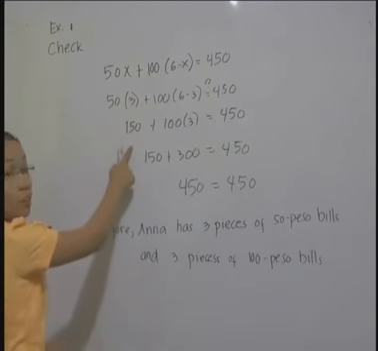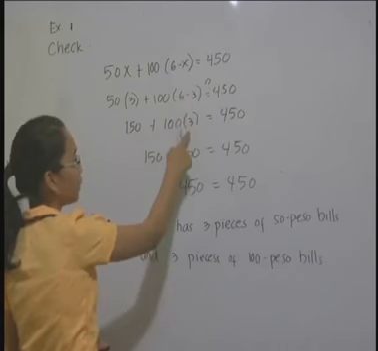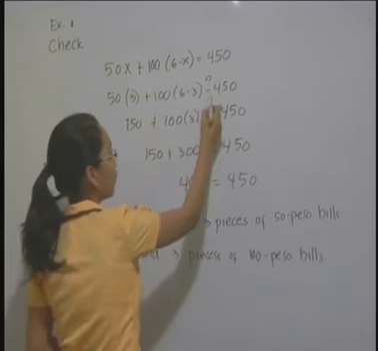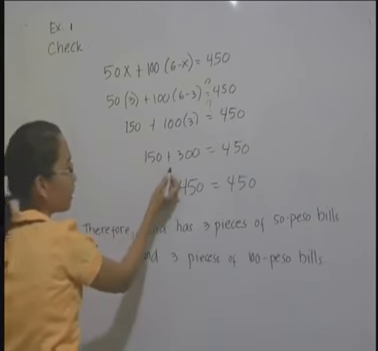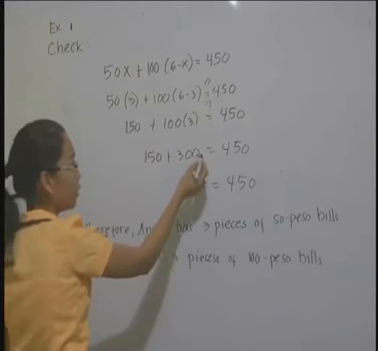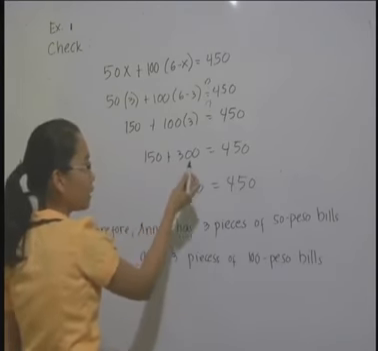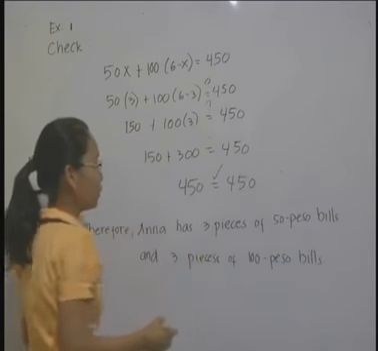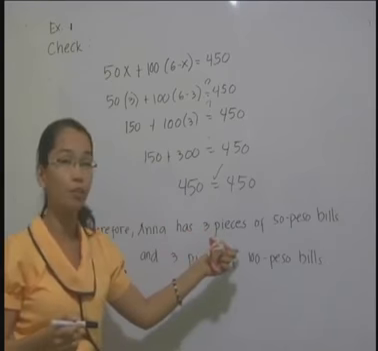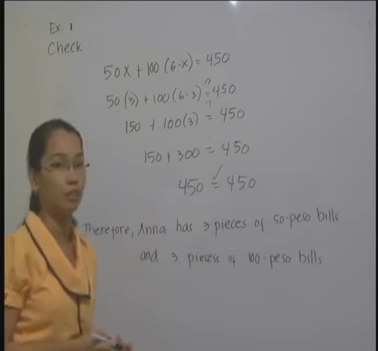50 times 3, that is 150, plus 100 times 3, that will become 300. So 150 plus 300, that is 450. Therefore, Anna has 3 pieces of 50 peso bills and 3 pieces of 100 peso bills.